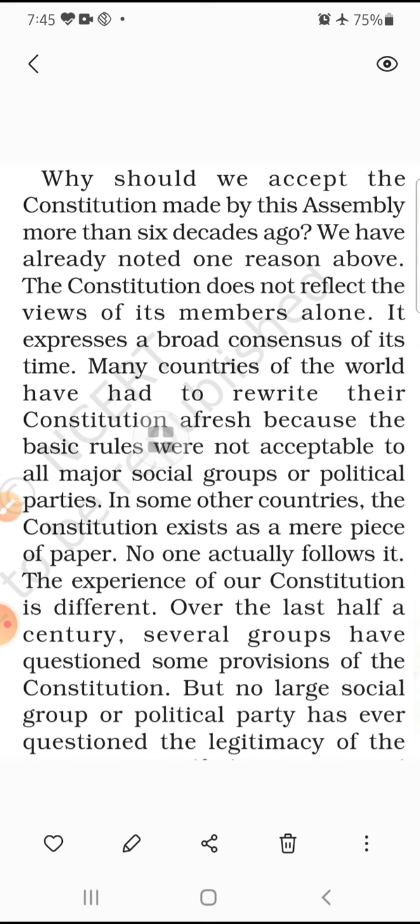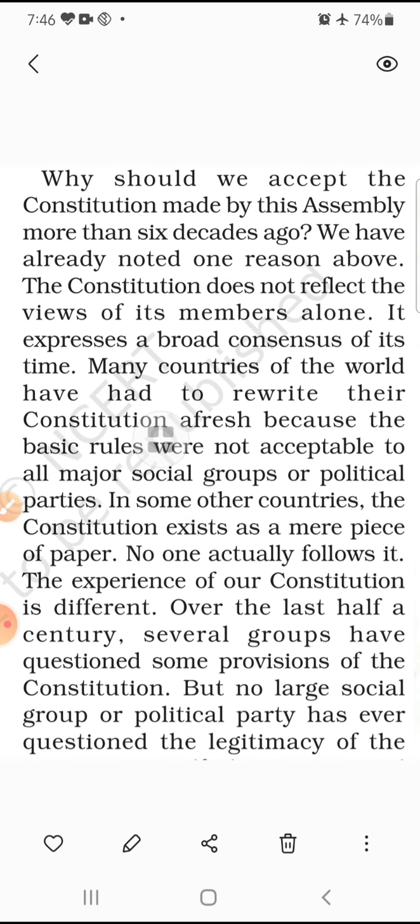So we know what had happened. We will discuss these particular points. Why should we accept the constitution made by this assembly more than 6 decades ago? I told you that for more than 70 years we are believing in this system. Why? We have already noted one reason above. The constitution does not reflect the view of its members alone, it is not of one member, it reflects all the people of India. So the representatives who drafted it, it is not all personal to them, it belongs to all the people who live in India.